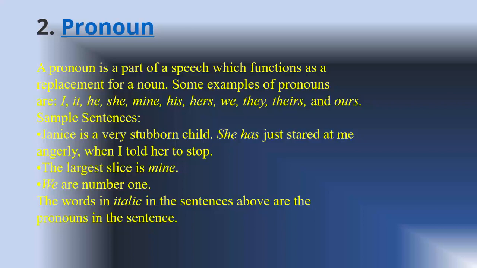So, for example, Janice is a very stubborn child. Stubborn means can't be convinced easily. Instead of repeating Janice, she has just looked at me angrily when I told her to stop doing anything. Anyway, the largest slice is mine. We are number 1. The words in italics in the sentences above are the pronouns.